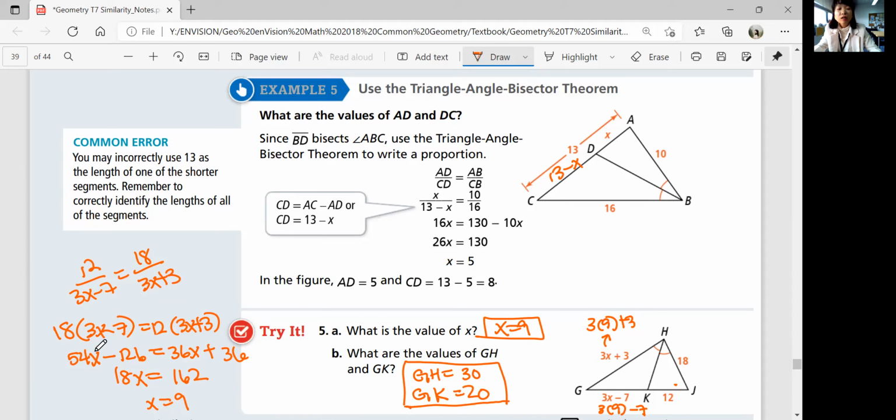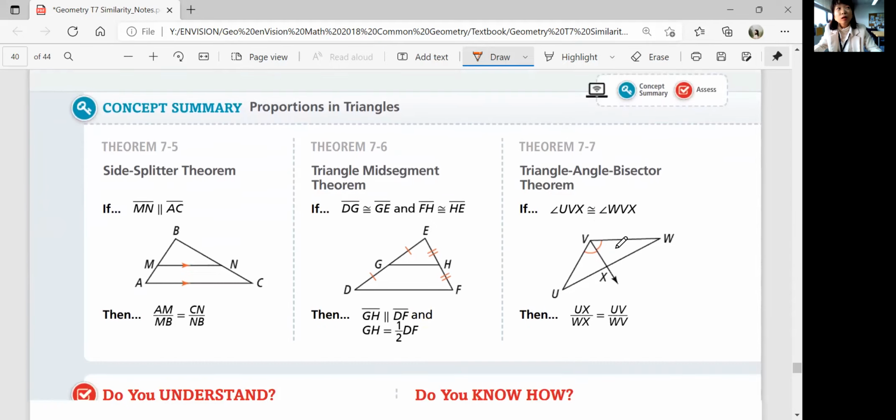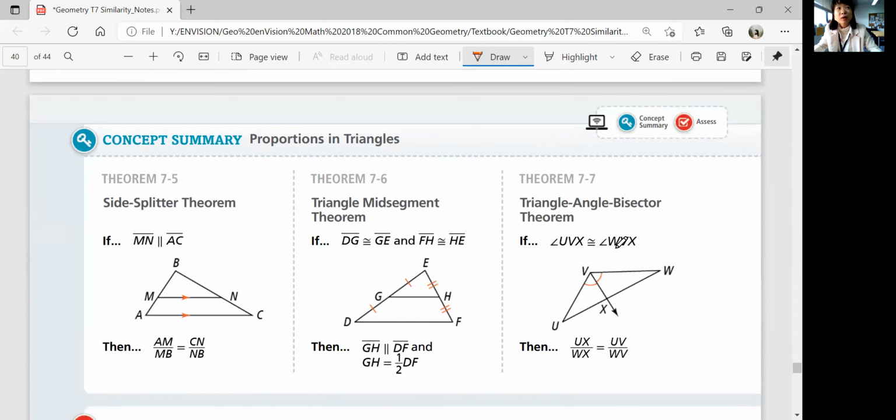Okay, so your strategy to solve these types of problems is to apply the triangle angle bisector theorem to set up a proportion that can be solved for x or whatever variable you have, and then substitute it into the expressions for the lengths of the sides. Okay, let's summarize our lesson. Proportions in triangles. We looked at 3 theorems: Theorem 7-5, 6, and 7.